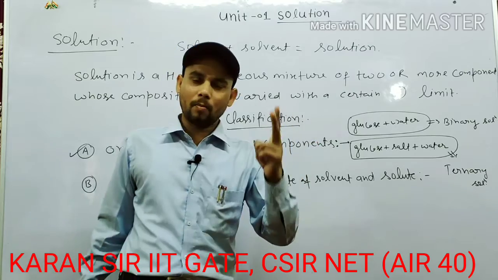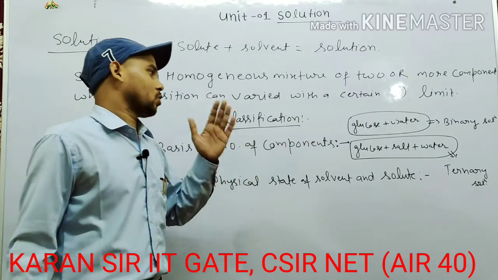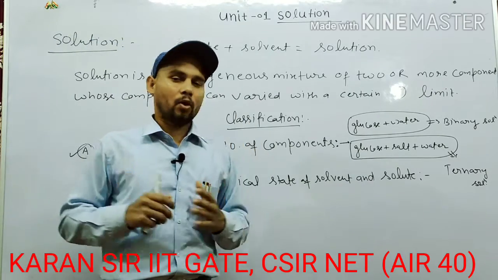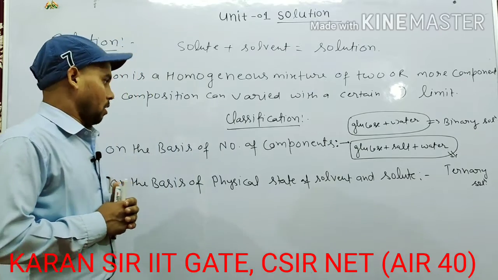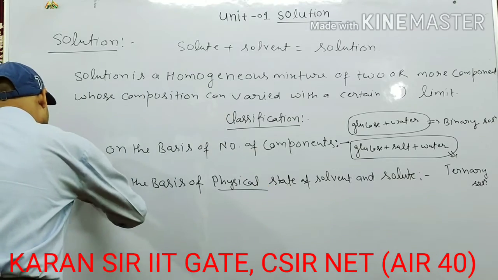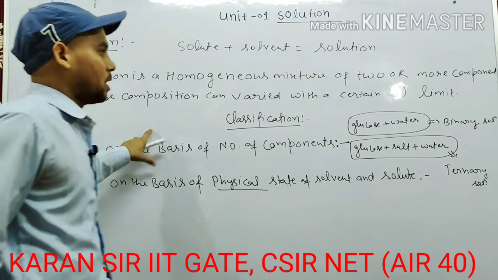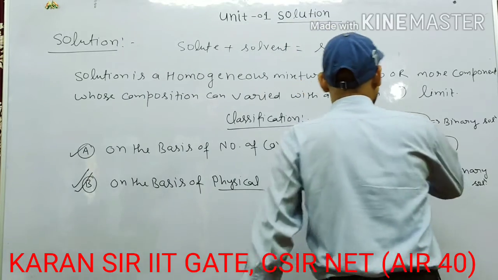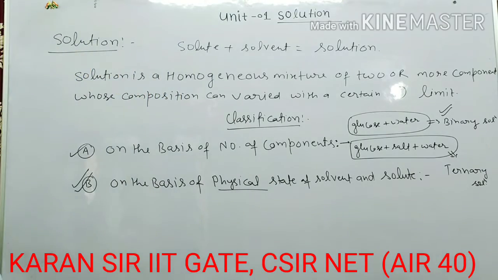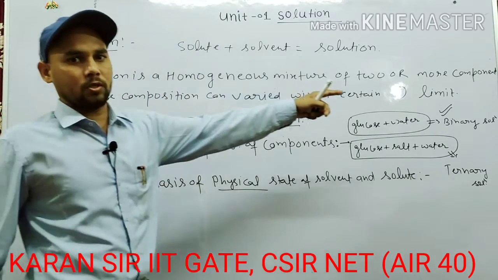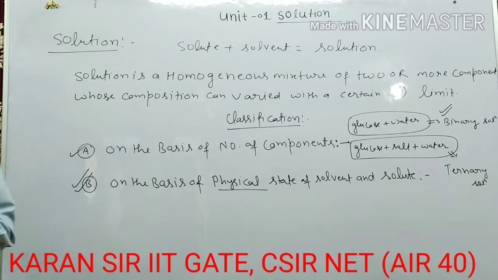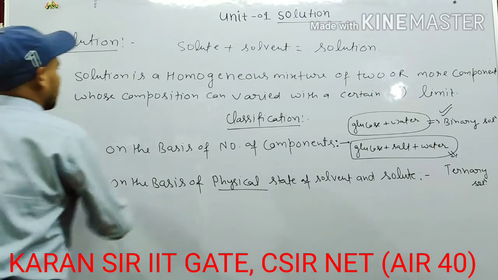If a solution has two components, it is a binary solution. A solution with three components is a ternary solution. If a solution has four components, it is a quaternary solution. Now we will discuss the basis of physical state. This is very important. On the basis of number of components, generally we study binary solutions. Most of the solutions we observe are binary solutions. Now we will discuss on the basis of physical state of solvent and solute.